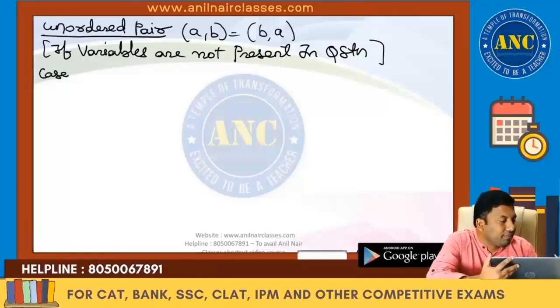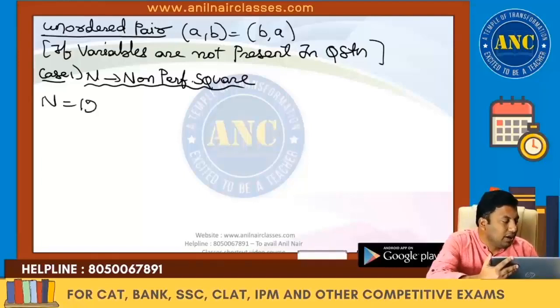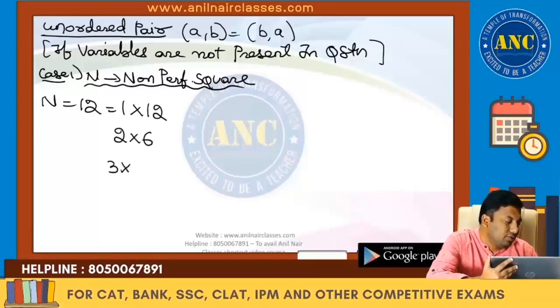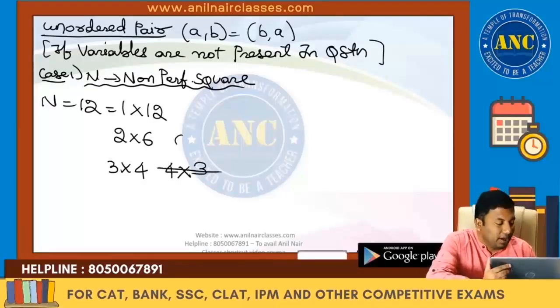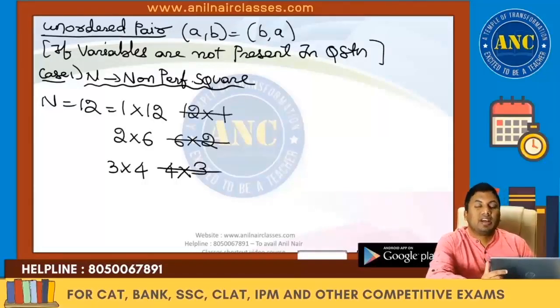Case 1: N is a non-perfect square. Let me take an example. N is 12. 1 into 12, 2 into 6, 3 into 4. 4 into 3 cannot be taken, since it is an unordered pair. 6 into 2 cannot be taken because it's an unordered pair. 12 into 1 cannot be taken because it's an unordered pair.